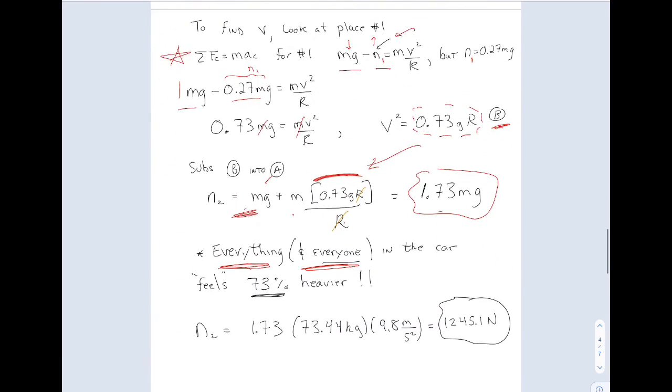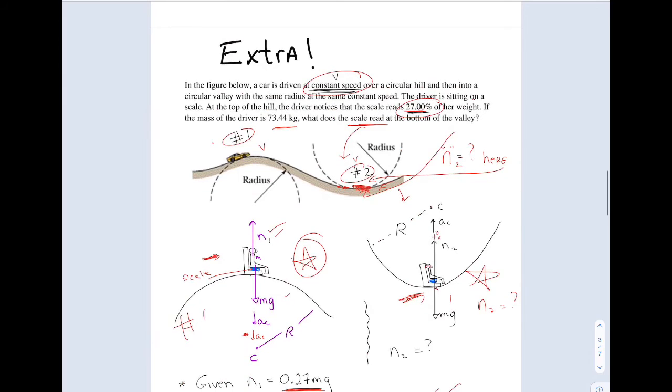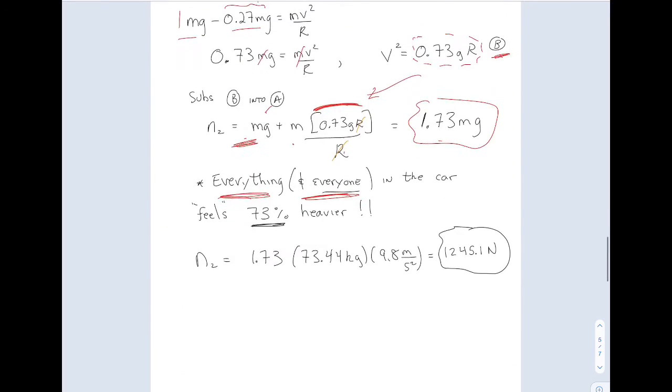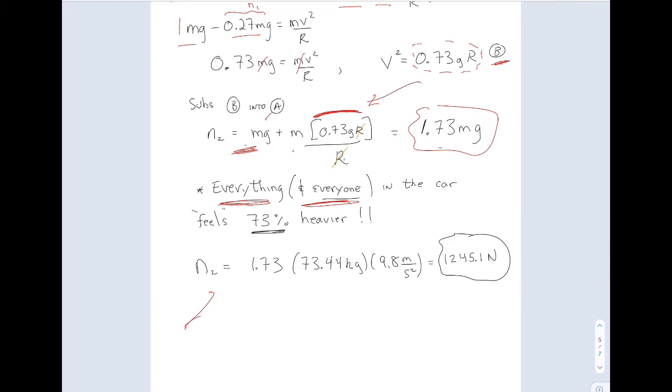Okay, so they want to find, where's the question? What does the scale read? The scale reads the normal force. So the scale reads 1.73 mg. So that's what the scale would read.